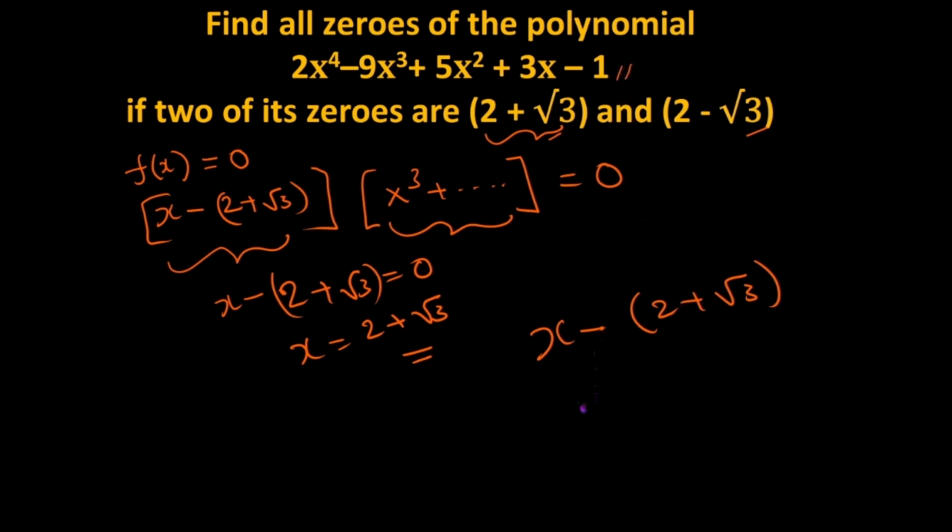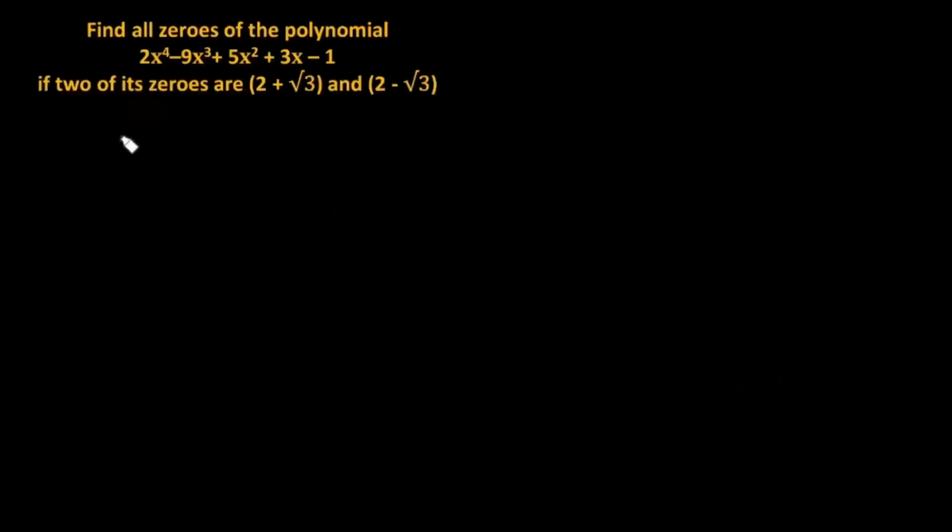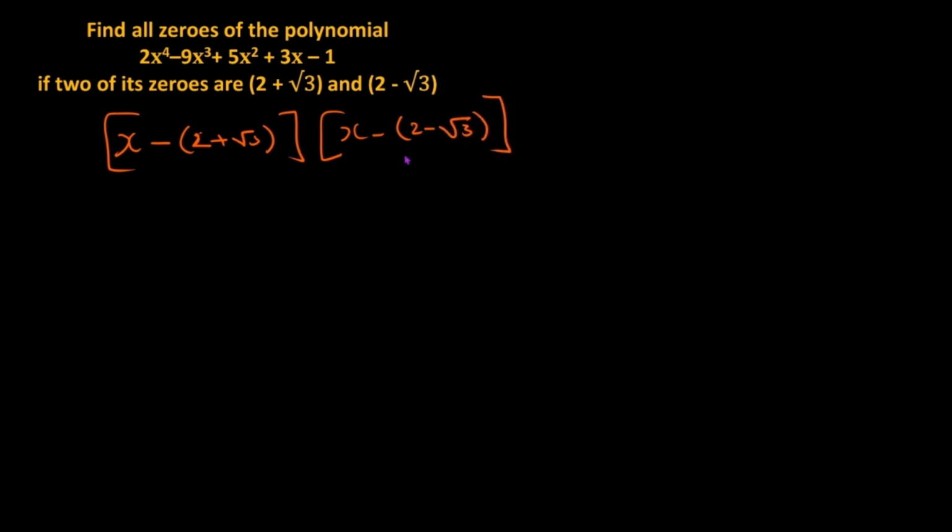Similarly, there is another root given, so x minus 2 minus root 3 is also a factor. It can be written as x minus 2 plus root 3 and x minus 2 minus root 3. These are the factors of this polynomial equation. The other term comes with x square, because x into x multiplied gives x square. So we will get another equation like ax square plus bx plus c equal to 0. That is a quadratic equation, so we can easily find its roots.